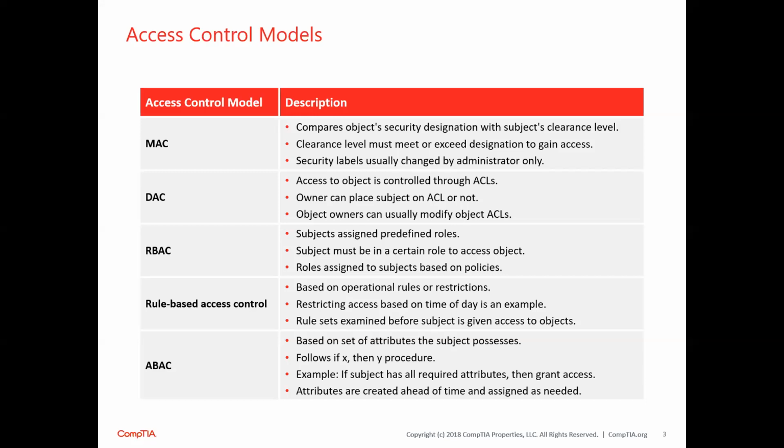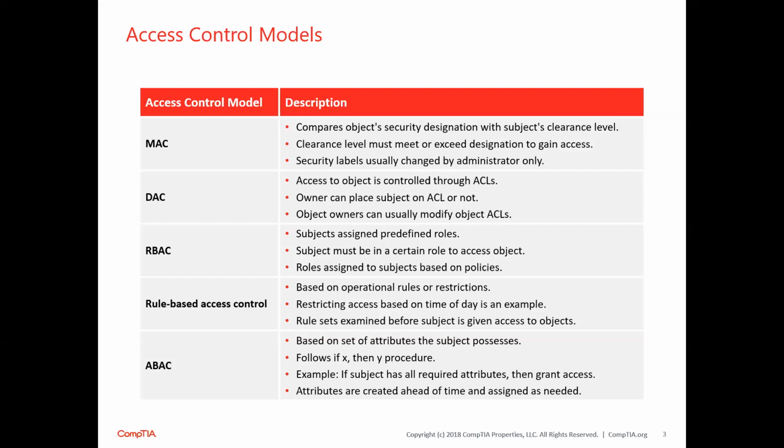And then the fourth one is rule-based access control, based on operational rules or restrictions. Restricting access based on time of day is also an example. The rule set is examined before the subject is given access to the object. One example is the rule-based access control that controls the firewall, or maybe an intrusion detection system, or even your VPN server, or remote access server.